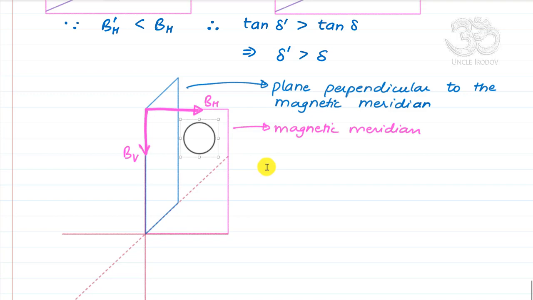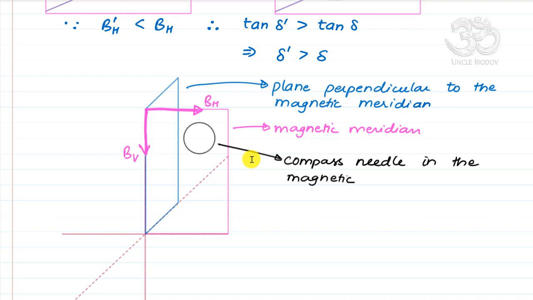So if you keep a compass needle, so maybe I take a compass and I keep that compass in the magnetic meridian like this. So this is a compass needle in the magnetic meridian. How is it going to face? Please keep in mind that this is not the usual compass, because the usual compasses are used in a horizontal plane. This guy is in a vertical plane. So the compass needle will show you probably this direction, which is the direction of the net field in the magnetic meridian.